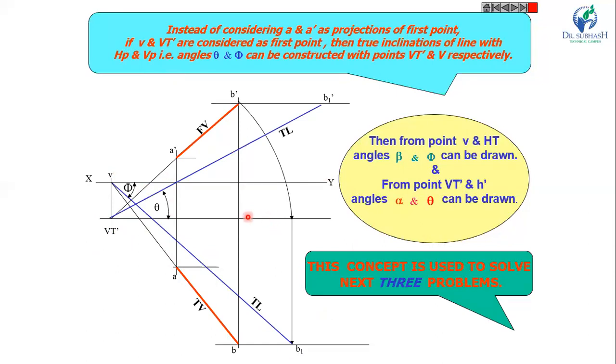Now let us discuss some more examples. Line AB 100 mm long is inclined at 30° and 45° to HP and VP respectively, and A is 10 mm above HP and its VT is 20 mm below HP. Draw projections of the line and its HT, the horizontal trace.